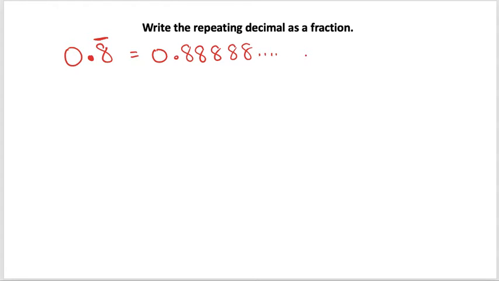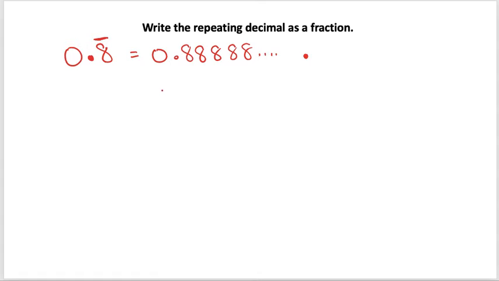Other examples would be like 0.15 repeating is the same thing as 0.151515, because notice the bar on this one goes over both numbers and not just over one number. So in this lesson, what we want to focus on is writing a repeating decimal as a fraction.